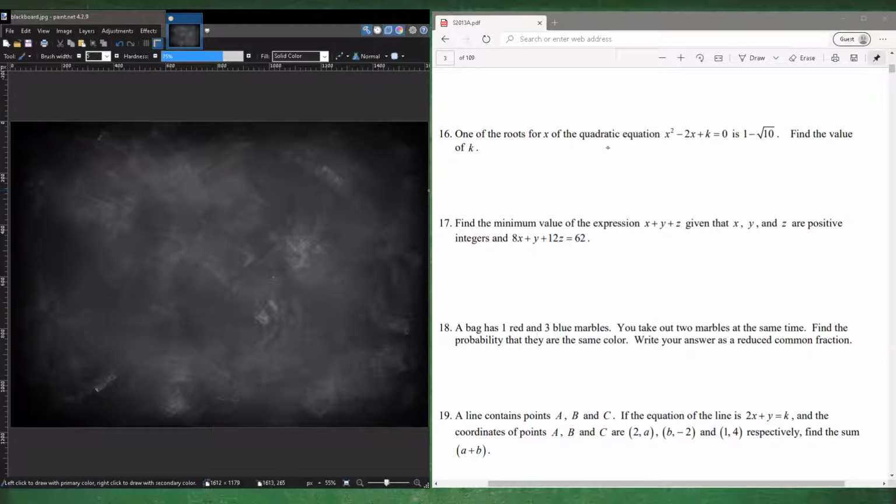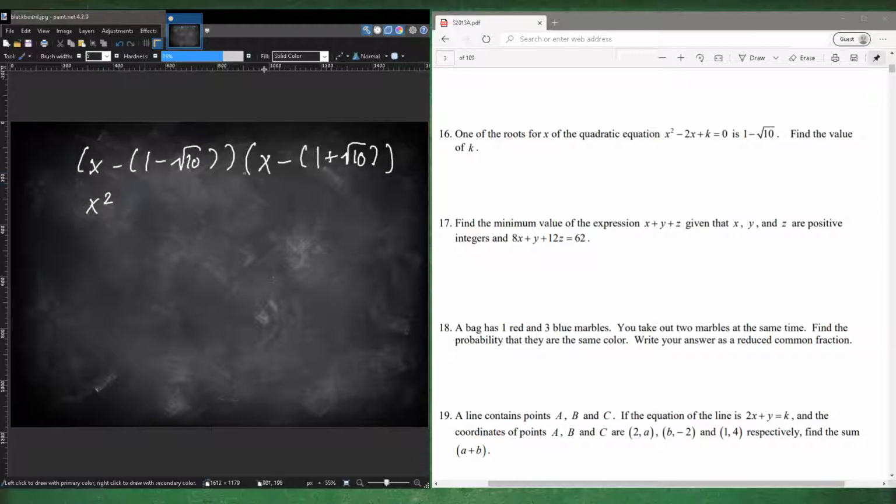Number 16. One of the roots for x of the quadratic equation x squared minus 2x plus k is 1 minus square root 10. Find the value of k. So we have x minus 1 minus square root 10, right? That's one of the roots. So for it to simplify without a radical, what we could do is use the conjugate. So it's x minus, keep the 1 the same, but make the negative a positive. So now instead of negative square root 10, we have positive square root 10. So we multiply them together, that's x squared.